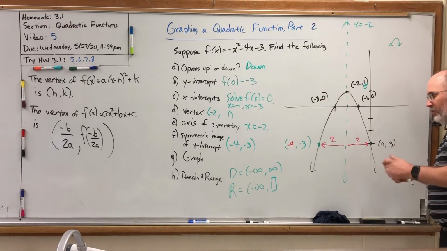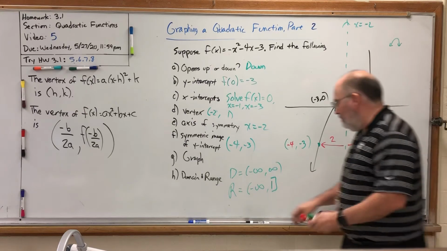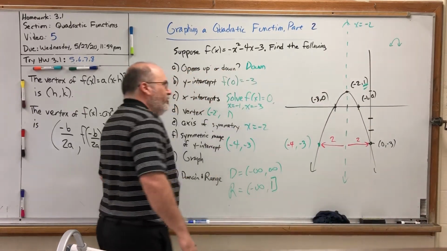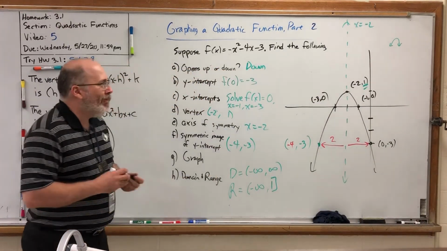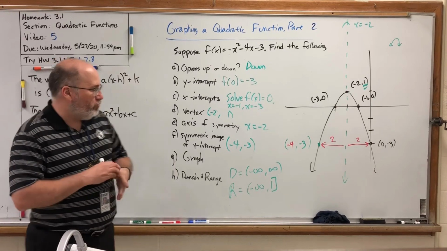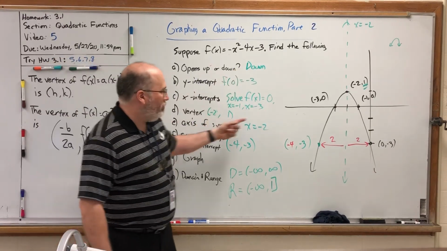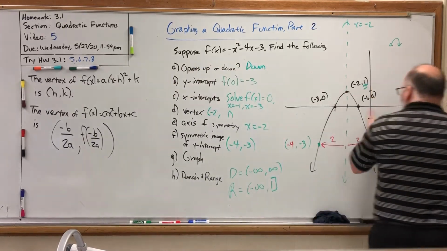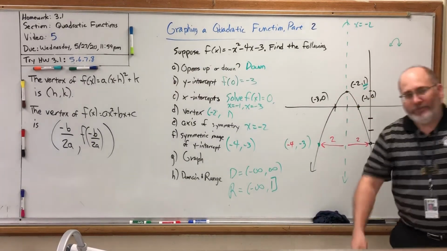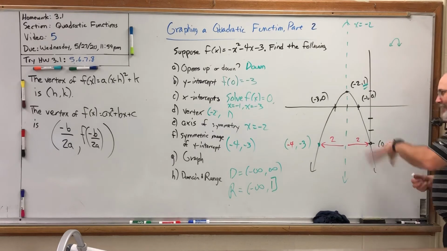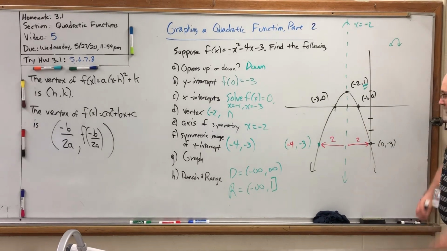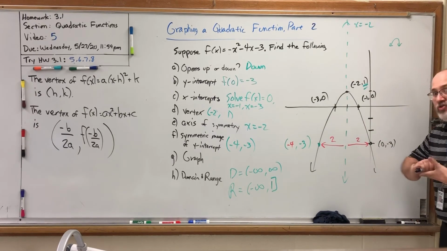We could have pulled out the domain and range the minute we knew the vertex. In fact, the minute you know the vertex and the direction the parabola opens, you can draw a pretty rough sketch of it. In other words, the minute I knew down and negative 2 comma 1, I could have gone to negative 2 comma 1, dropped a parabola. I wouldn't have drawn the intercepts too accurately, but in terms of location and direction, that's not a bad job.